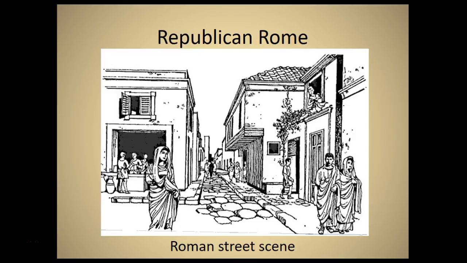So this is sort of an idea of a Roman street scene and how close the houses would be to one another. Perhaps from living in such an urban environment, Romans loved nature and wanted to bring it indoors with lavish depictions of gardens and landscapes on their walls and panel painting, which is what we're going to be looking at next.